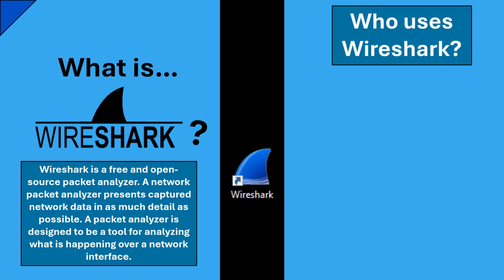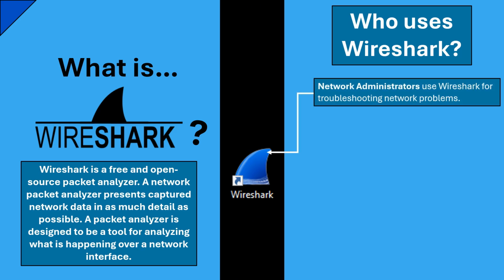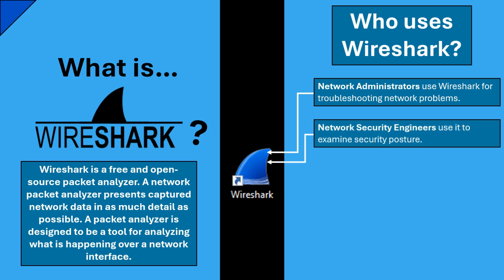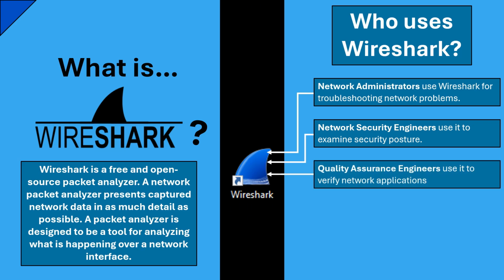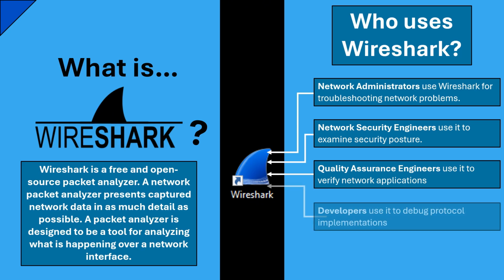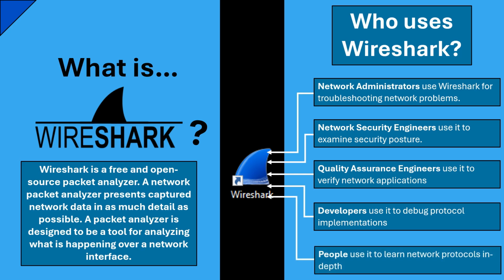Who are the type of people that use Wireshark? Network administrators use Wireshark for troubleshooting network problems. Network security engineers use it to examine security posture. Quality assurance engineers use it to verify network applications. Developers use it to debug protocol implementations. And people use it to learn about network protocols.